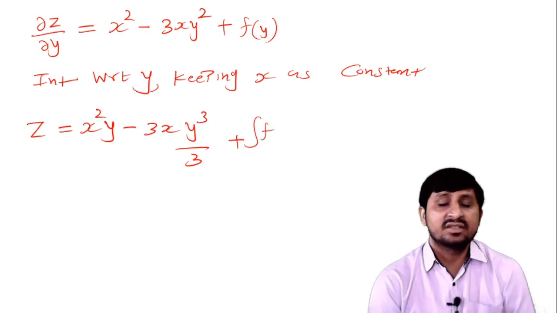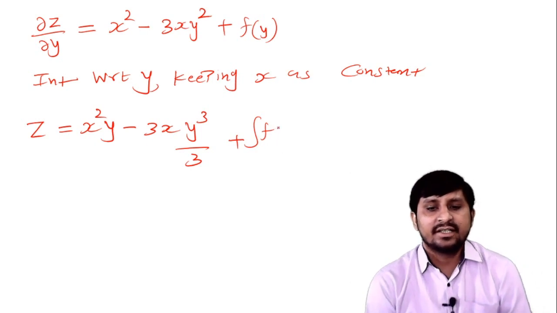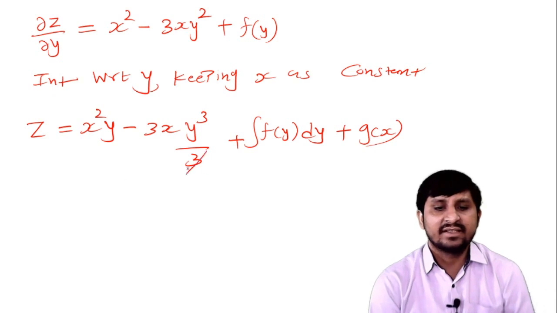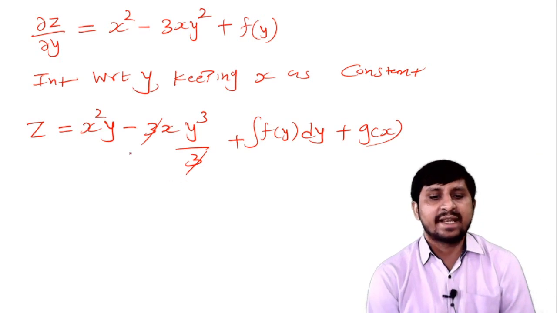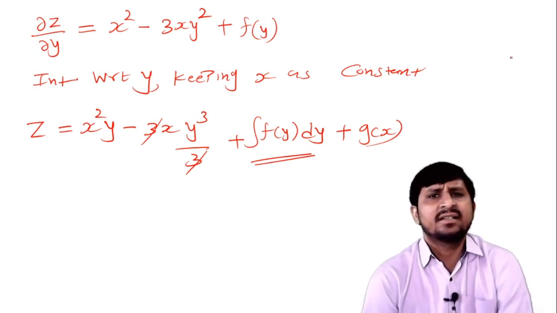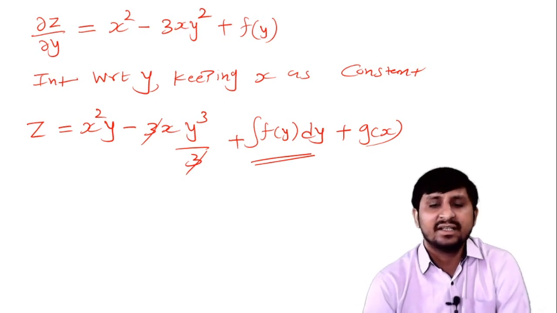Because this f of y is an unknown function, we don't know it. So integration of f of y dy, and plus some function of x we have to add, so call it g of x. This 3 will be cancelled out. So very simple: z is equal to x square y minus xy cube plus integration of f of y dy. Instead of this term you can write capital F of y, where capital F of y is the integration of small f of y dy, plus g of x. So this is your final answer.